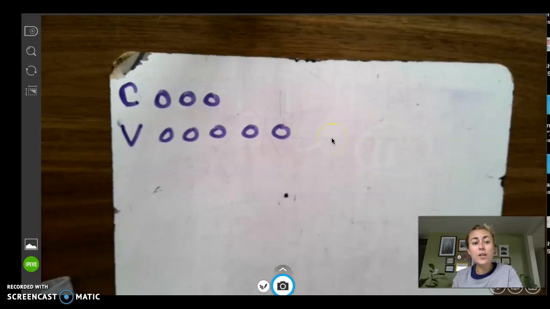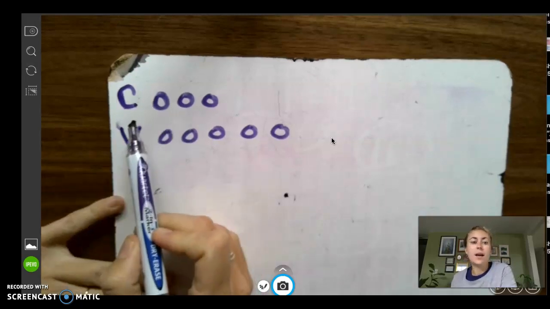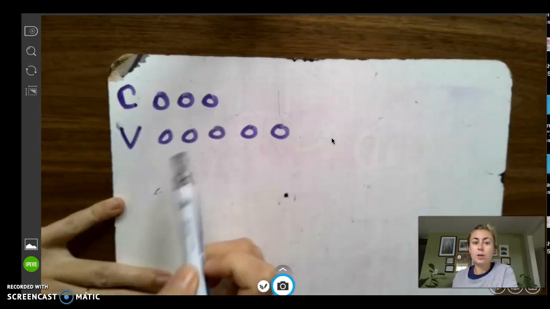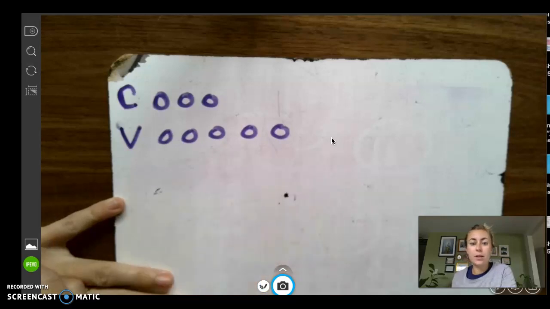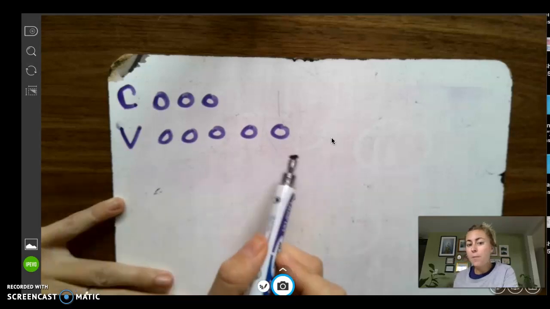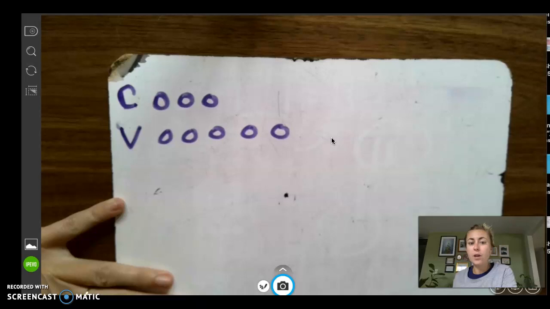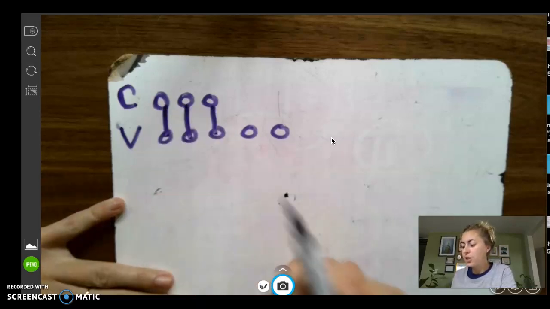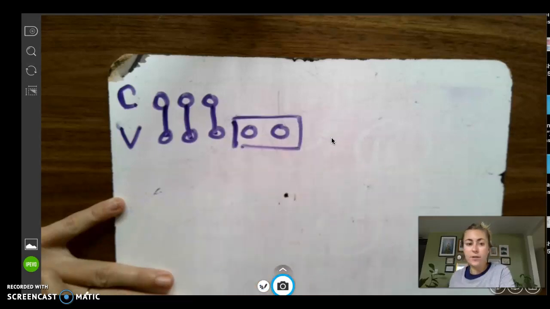You guys did a great job with the how many more problems when you have the picture. Now let's make it a little harder. This time I have 3 chocolate chip cookies and 5 vanilla cookies. I want to know how many more vanilla cookies I have. So how many extra than chocolate? I already know that I can match up what's the same and find the difference this way.